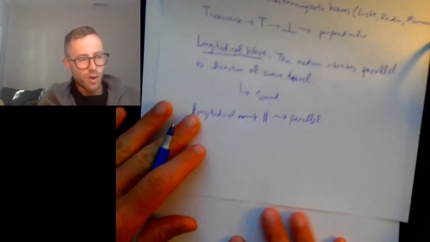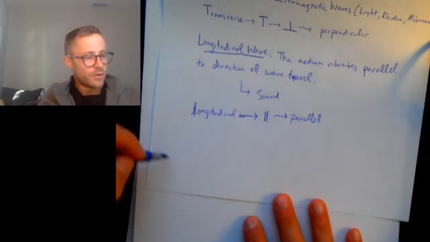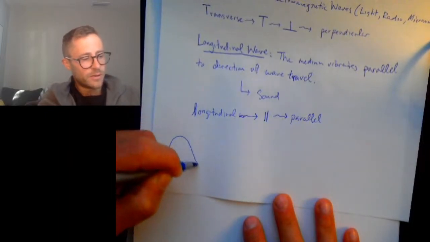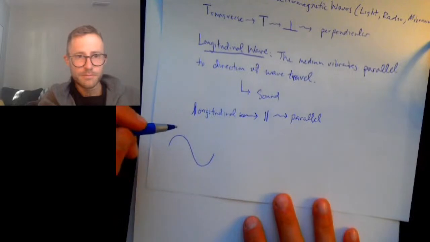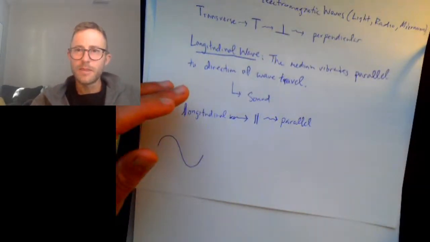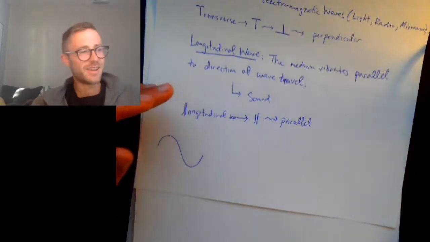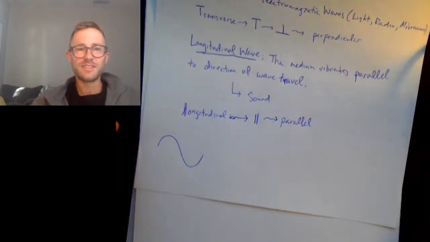So when I am drawing these types of waves, I typically would draw a transverse wave like this. Am I doing the wrong lesson for today? I think I'm doing the wrong lesson. I just need to check. I got ahead of myself.